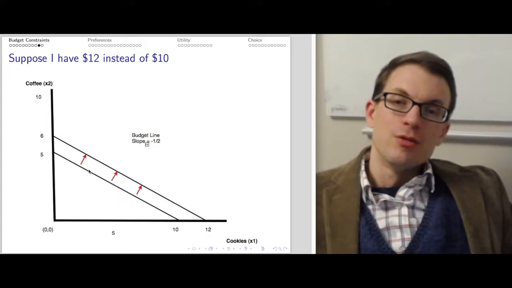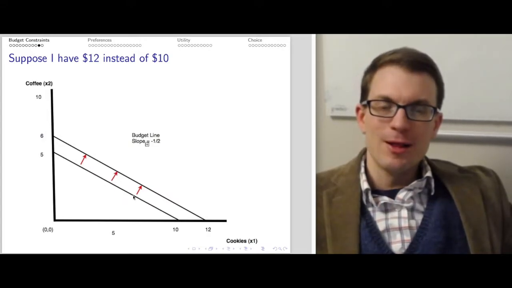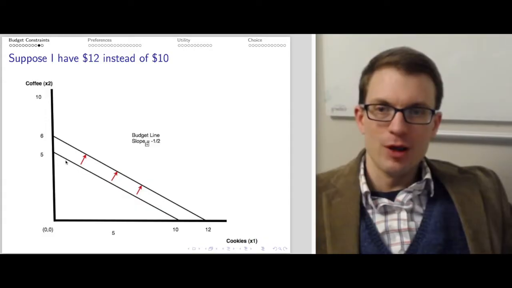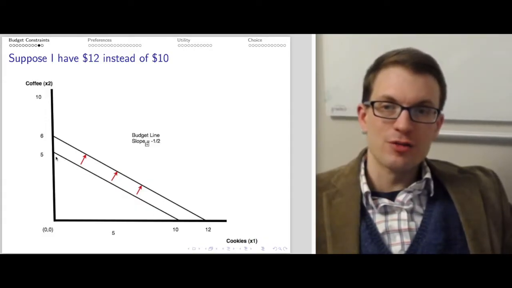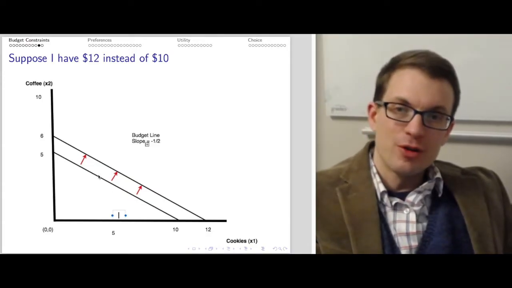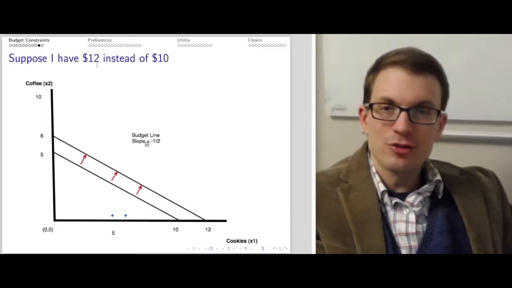Notice the original budget line is now inefficient, right? What I previously would have been just barely affording is now something that's no longer exhausting my budget, because I can buy everything on this line, and that's only going to cost me $10. I have $2 left over. If I buy one of the bundles on this new line, now I'm exhausting my now larger budget, $12.